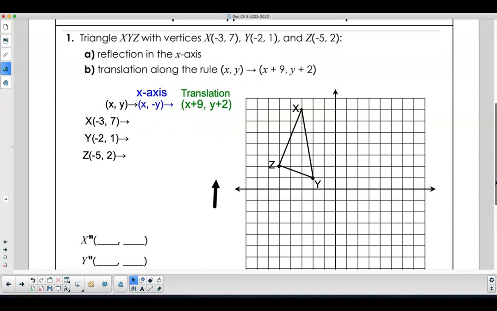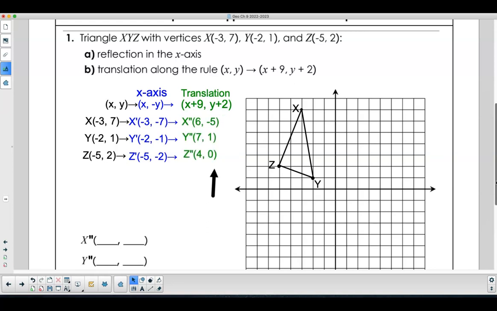First thing I'm going to do is plot my original points, and I've got these plotted. I've got a reflection over the x-axis right here. If I reflect these over my x-axis, those are going to be my values based on my rule. The x-values, -3, -2, and -5, all stay the same, and y takes its opposite. Now I'm going to do a translation and add 9 to all my x's and add 2 to all my y's, and I get this.